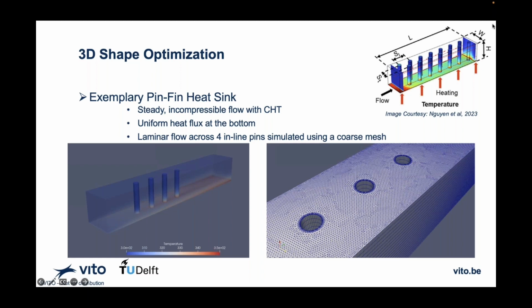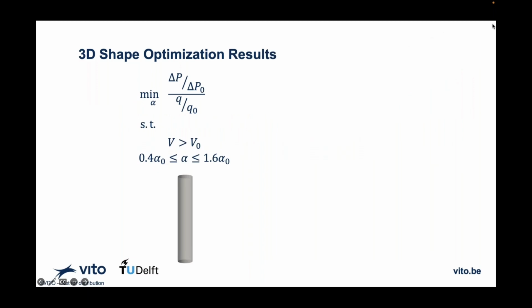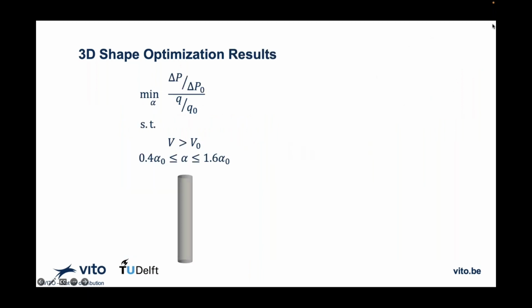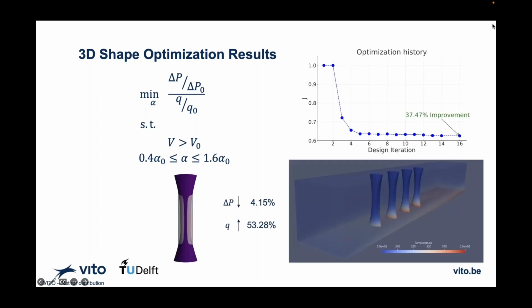So for this case, our main objective is to minimize the pressure drop across these pins while maximizing the heat transfer. So a normalized objective function would be this, where we are constraining the volume so that it does not become excessively large, and also bounding the design variables. And this is the kind of result that we get. We can see the evolution of the objective function with the design iterations, where we get a performance improvement of 37.4% in a simple case.